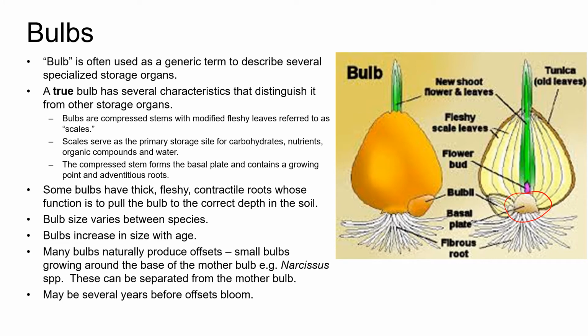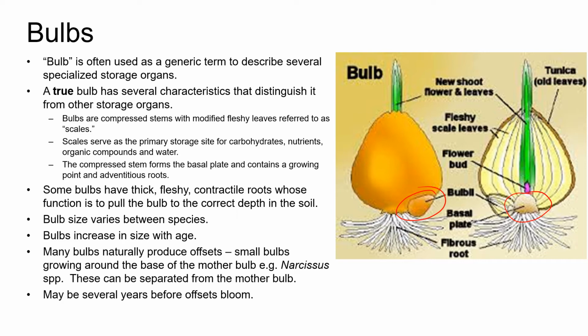Bulb size varies greatly between species. Mature amaryllis bulbs can be up to around 5 inches in diameter, whereas mature bulbs of our California native Calochortus might be just 3/8 of an inch in diameter. Many bulbs naturally self-propagate vegetatively by producing bulbils or offsets, which are small bulbs growing around the base of the mother bulb. Daffodil bulbs do this, and tulip bulbs do this too, and these offsets can easily be separated from the mother bulb for propagation purposes.